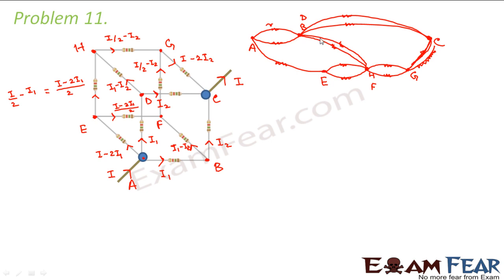Now just to verify that you have drawn it correctly and have not missed any of the arms, you can just count the number of arms. 1, 2, 3, 4, 5, 6, 7, 8, 9, 10, 11, 12. So you have covered all the 12 arms, right? Now here these R and R are in parallel. These two resistances are in parallel, these two are in parallel, these two are in parallel, these two are in parallel, and these two are in parallel. So let us solve all the parallel resistances, right?